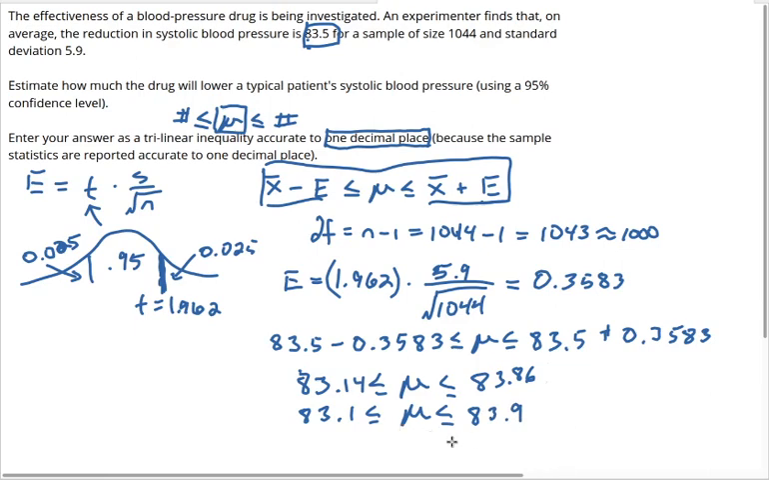So that's saying that even though our sample was 83.5, as in the amount that blood pressure was lowered, we can say with 95% confidence that the actual amount that blood pressure will be lowered by this drug is somewhere between 83.1 and 83.9.